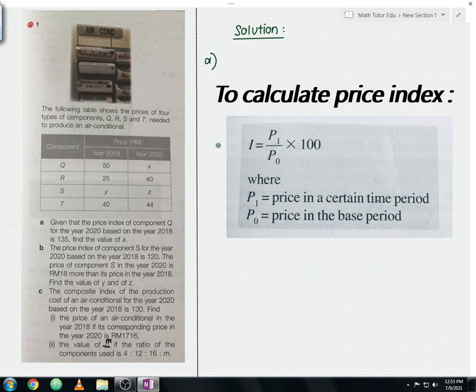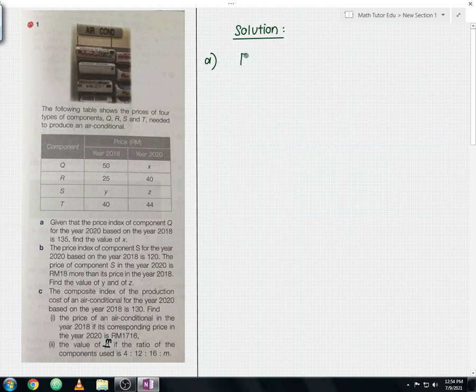We are going to solve this in reference to component Q, just like it mentioned in the question. Let me write down the working. For component Q, given that the price of the year 2020 divided by the price of the year 2018 times 100, you should get your price index equals to 135. Let me underline the fraction.